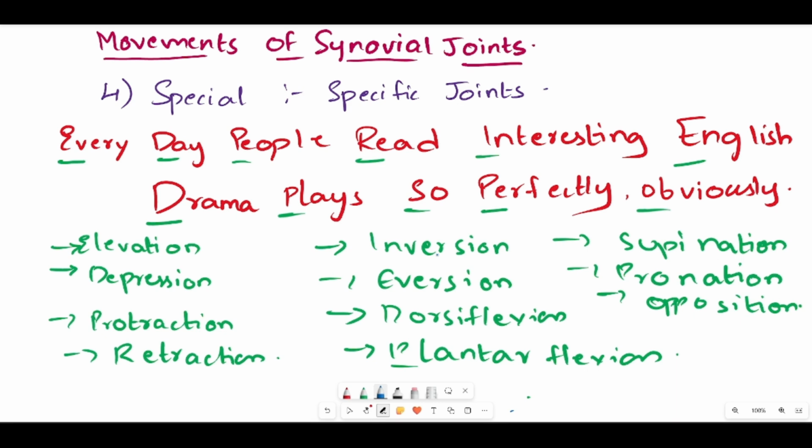For inversion, it is medial movement of the sole. Eversion, it is lateral movement of the sole. Dorsiflexion is bending the foot in the direction of the dorsum. Then we have plantar flexion. Here you can write bending the foot in the direction of the plantar surface. Then we have supination. Here you can write movement of the forearm that turns the palm anterior. Then the next one is movement of the forearm that turns the palm posterior. That means one is up, one is down. And opposition is the movement of the thumb across the palm touching the fingertips on the same hand.